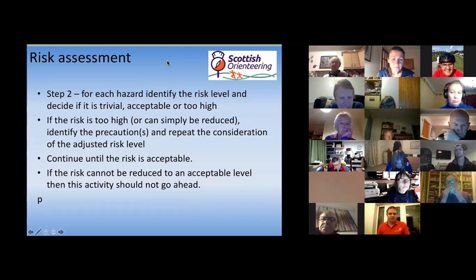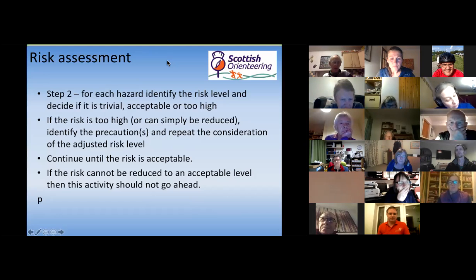Search team, pre-brief local, pre-discussion, tape off hazard. Did I miss any there? Mobile phone, charged and in service, appropriate clothing. What about the terrain?